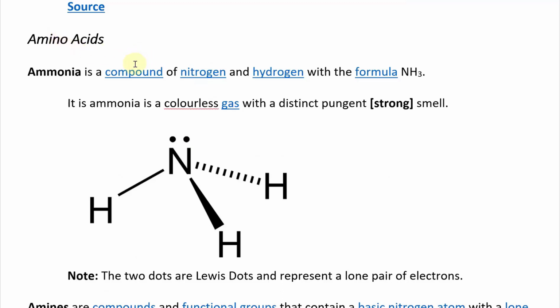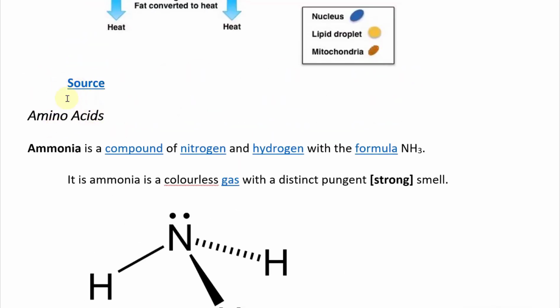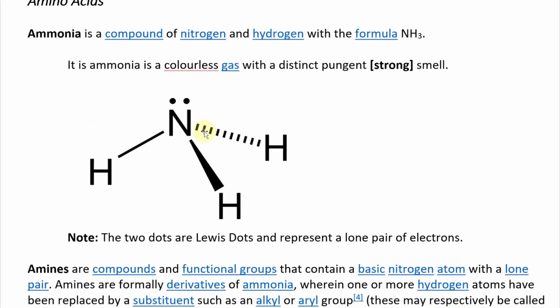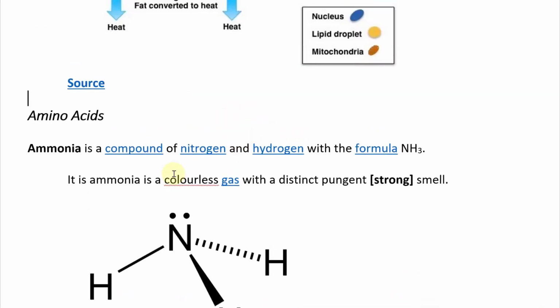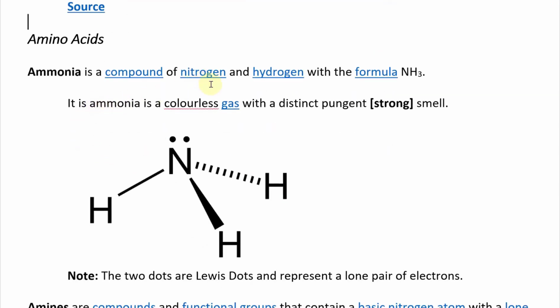So, amino acids. Ammonia is a compound of nitrogen and hydrogen with the formula NH3. Amino acids are used a lot in the genetic material makeup of humans and so on. We're going to go over this, and it will help throughout the whole video. It is ammonia.